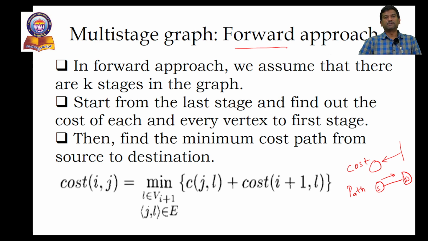This is what you need to understand regarding the forward approach. Unlike the backward approach, which is quite the opposite of this one and will be discussed in the next slide, there is a formula involved. Cost of i comma j equals min of c of j comma l plus cost of i plus 1 comma l, where l belongs to V i plus 1 and j comma l belongs to the edge set E.